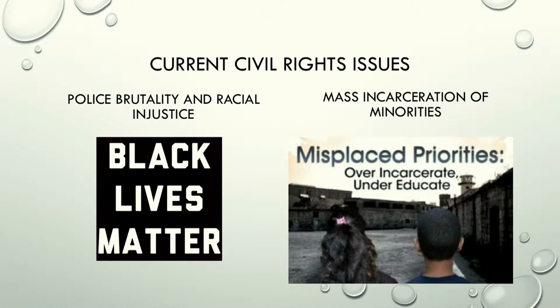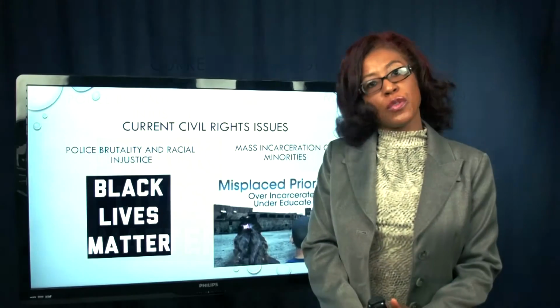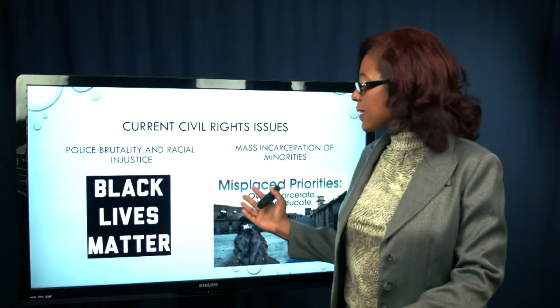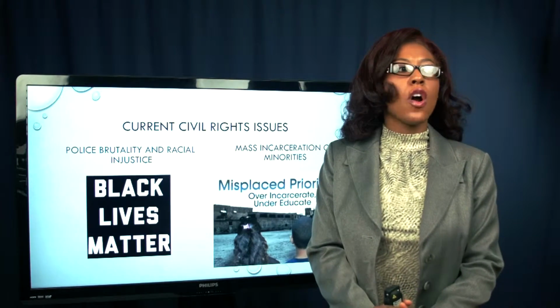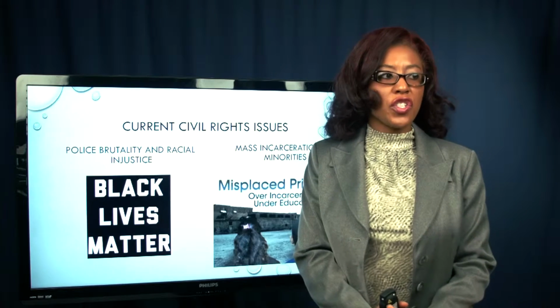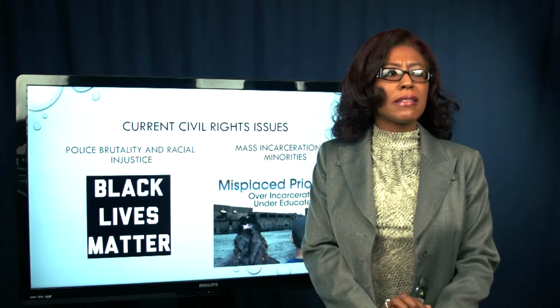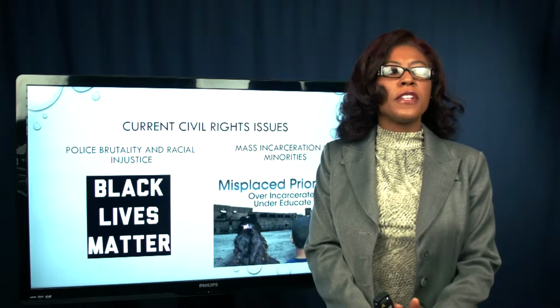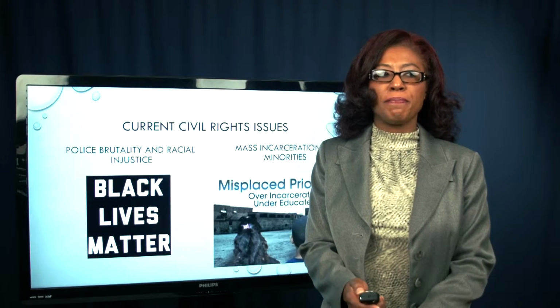We'll also touch on mass incarceration of minorities. This phenomenon is entitled mass incarceration, but it really just looks at who's being imprisoned and the relationship between race, socioeconomic status, and incarceration rates. As you can see from the slide, which says misplaced priorities, over-incarcerate, under-educate, we'll talk about some of the things, such as the educational system and the legal system, that lead to this mass incarceration phenomenon.